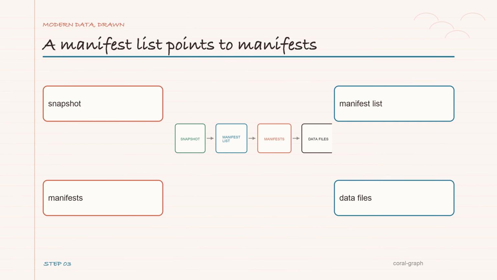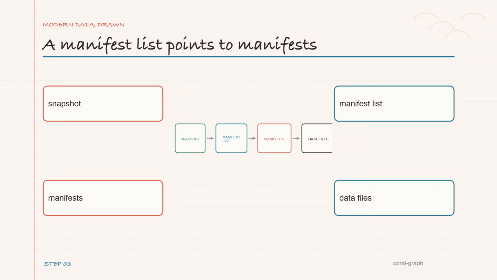With the previous step in place, the next piece becomes easier to see. The next level is a manifest list. It points to the manifests used by one table snapshot. This creates a small path from table metadata to the exact data files.